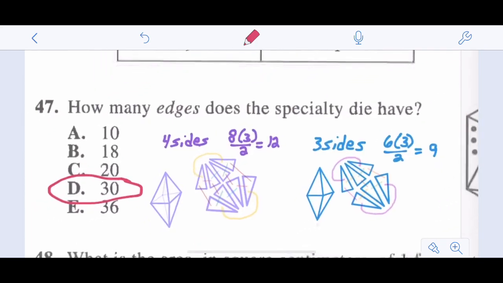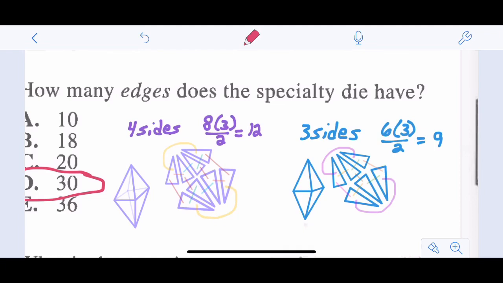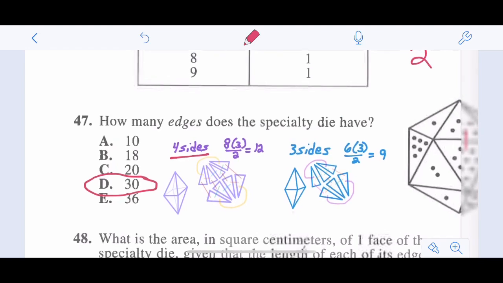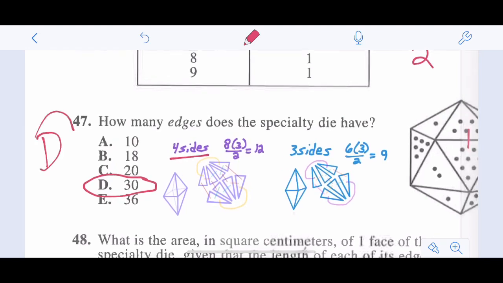And I put these examples down here to kind of show how this works. So if you had a 4-sided shape, it's 4 on top, 1, 2, 3, 4. I broke them out here. And 4 on the bottom, 1, 2, 3, 4. That would be 8 times 3, the number of sides in a triangle, divided by 2, and you have 12 shared sides. Same thing goes for 3. 6 triangles, 6 times 3, 18 divided by 2 is 9. So 9 shared edges. This formula works because it's just breaking down how many they have. So your answer is D, 30.